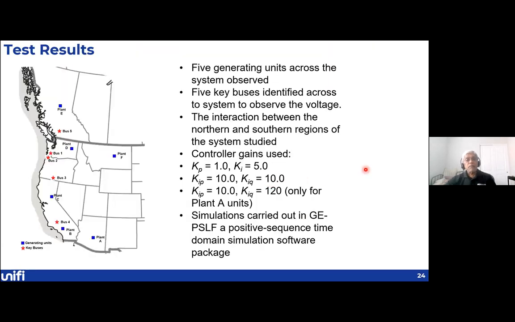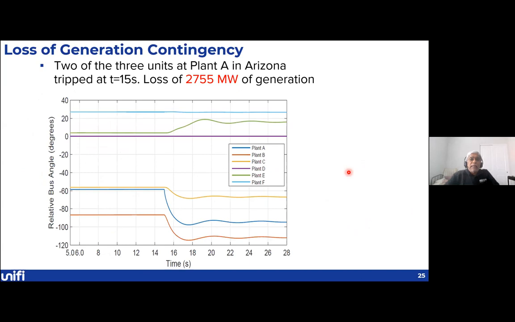worst disturbance. And we have monitored the WECC performance at five different key buses. The five generating units are spread across the system just to see how this would perform. This model that we developed, we wrote it as a user-defined model within GPSLF, which is a positive sequence time domain simulation software widely used in WECC. And this is what happens.